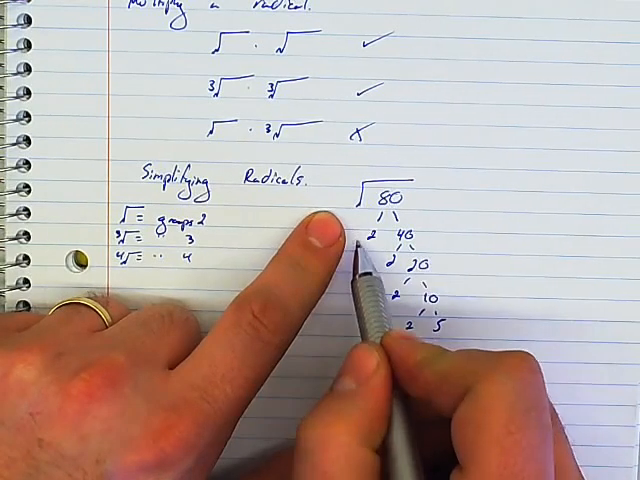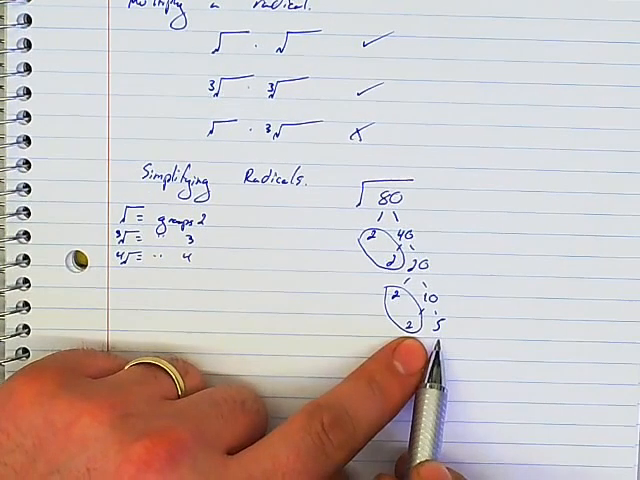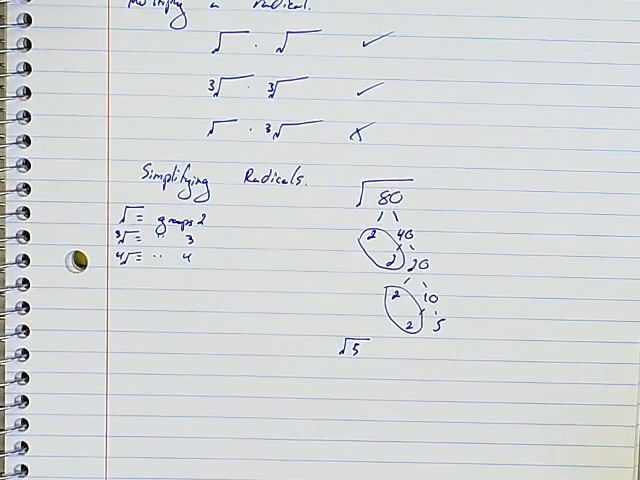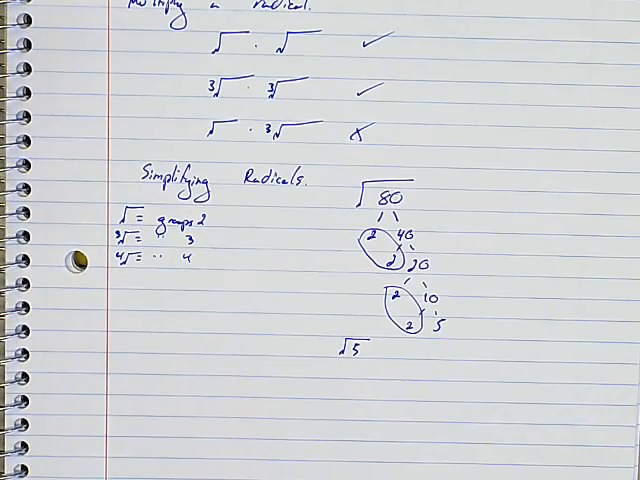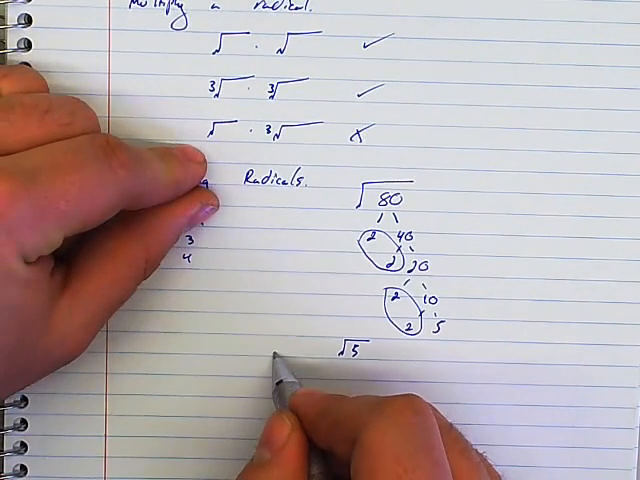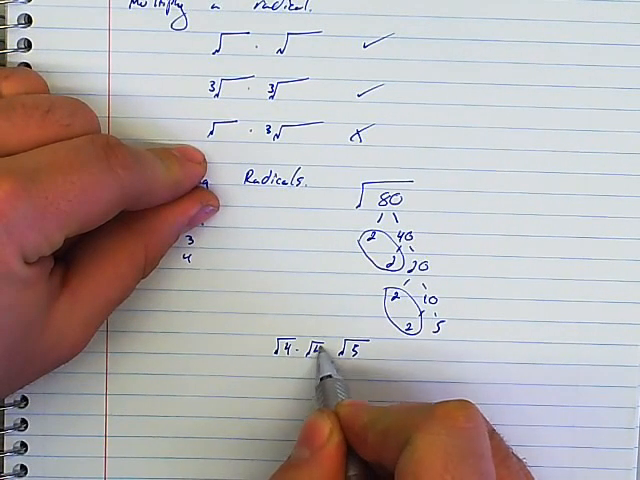And again, with a square root, we make groups of 2. With a cubic root, it's groups of 3, fourth root, groups of 4, et cetera. So, this is a square root. Therefore, we're going to pull out groups of 2. 5 is left over, so it remains the square root of 5.